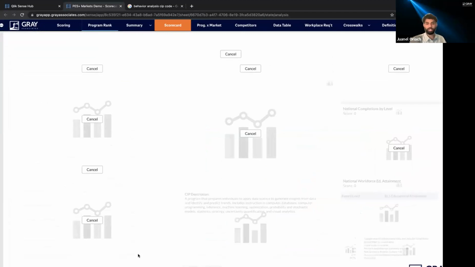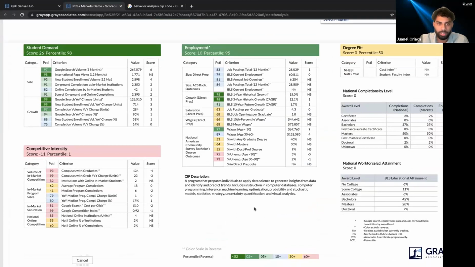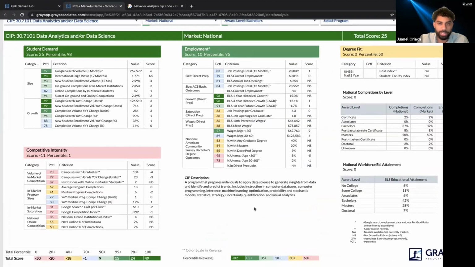So data analytics is loading up here. Really quickly, you'll see that all the things Bob mentioned, this is going to be performing really strong across all categories, student demand and employment. I suspect the competition might be pink. Yeah, and there it is. Student demand and employment are very strong. The question here really is going to be, who else is in this market already and how do we compare?